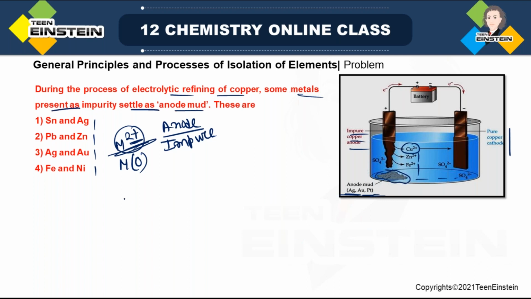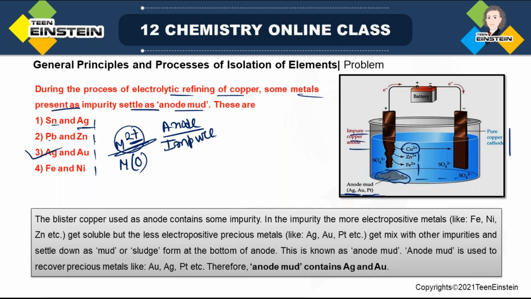Now look at the options. Tin, third, silver. Third option, yes. Which option is correct? The third one, ma'am. Yes, this one, because in the other options, both of these together are not present. They are partially correct, but not fully correct. Now this anode mud is very important because these metals are actually very costly metals.